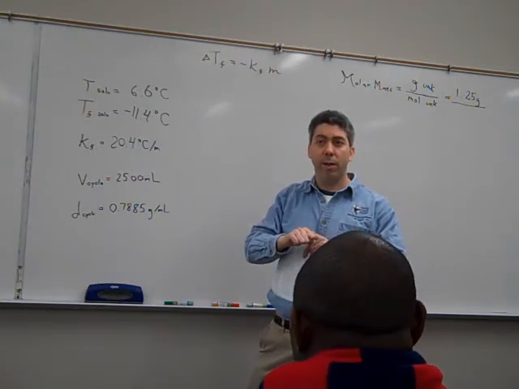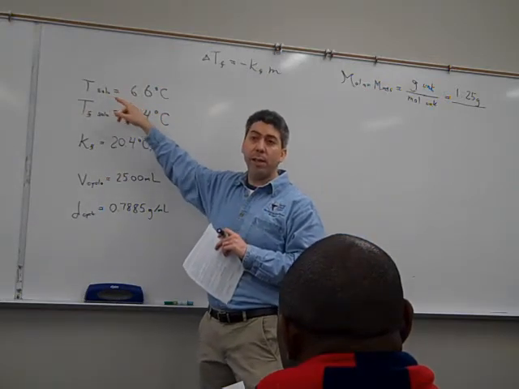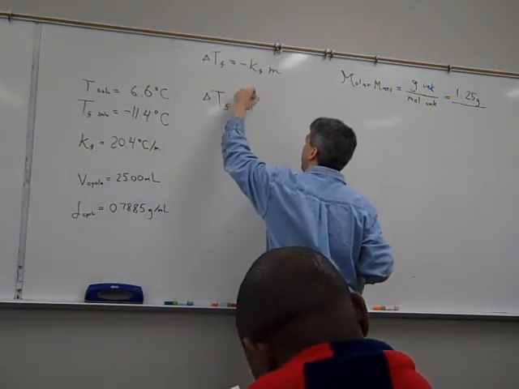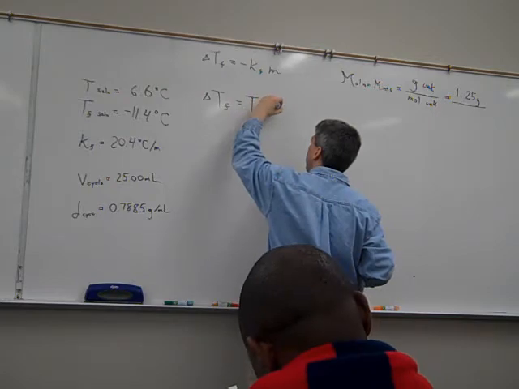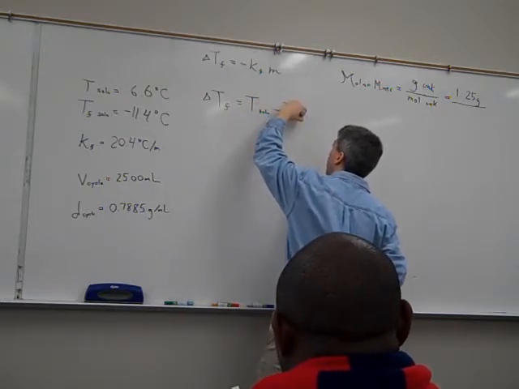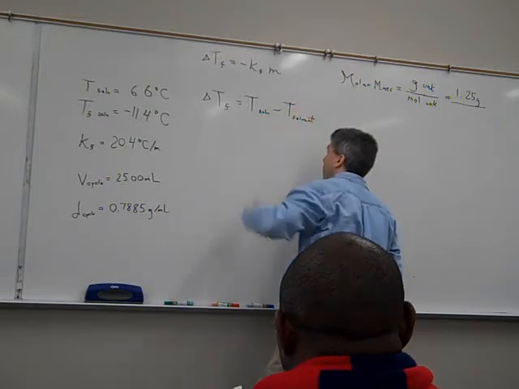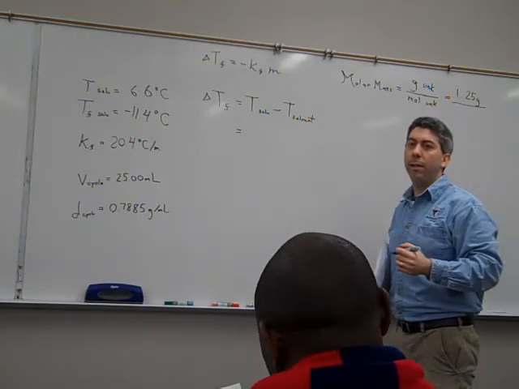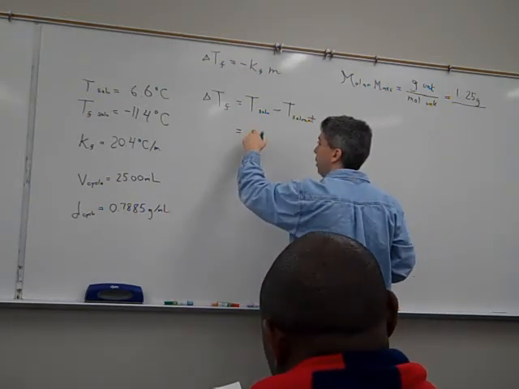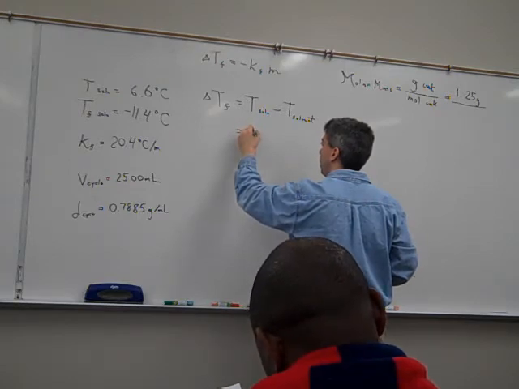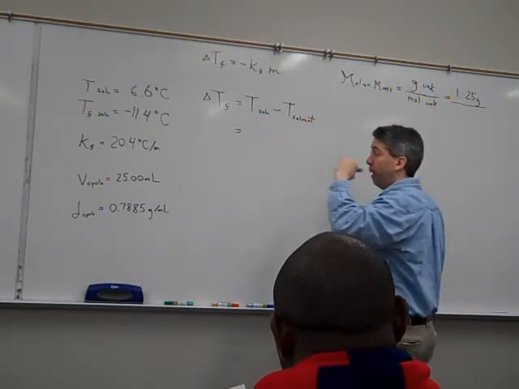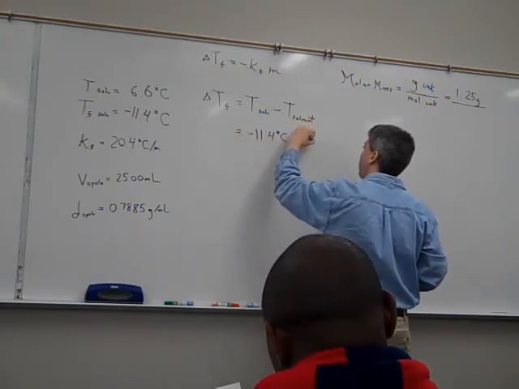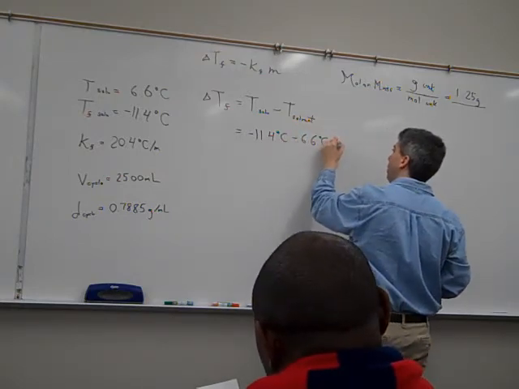Actually, no. When you're doing change in freezing point, it is always the temperature of the solution minus the temperature of the solvent, the pure solvent. So what's the freezing point of the solution? Negative 11.4. So it's negative 11.4 degrees Celsius minus 6.6. So you had them flipped.